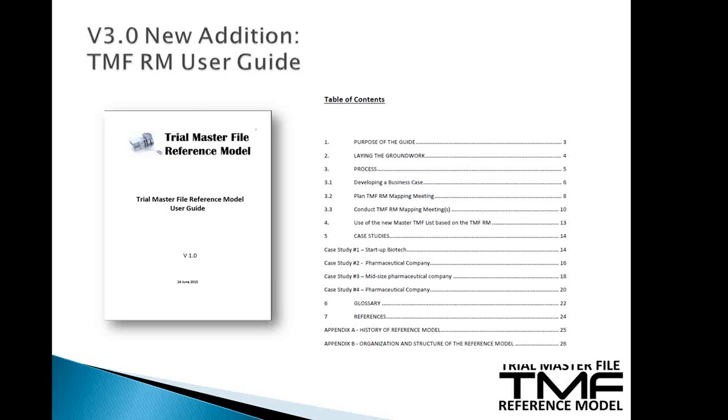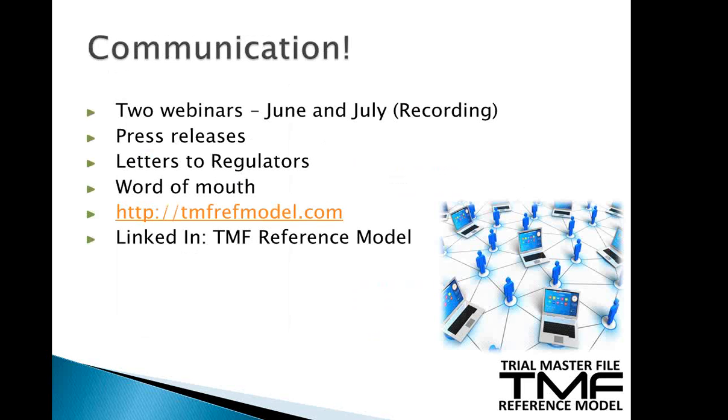There's a whole bunch of case studies which are really useful because it goes from a startup biotech to big global pharma companies. And then when you get to the back, it's more of the basic information. So Appendix A gives you a history of how it came about, and Appendix B actually tells you about the model itself. So if you've never seen it in your life before and you go, what on earth is an artifact? You can then go to the back and see what an artifact is, how everything is split out, etc. The user guide is available on tmfreferencemodel.com.